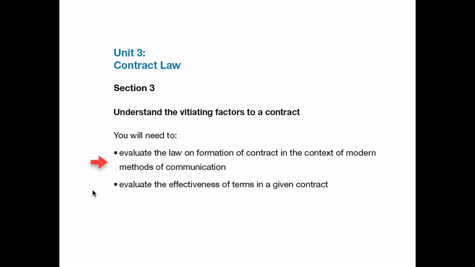Here, select and briefly describe a specific contract, ideally one from your own organisation, but if that is not possible then one obtained from the internet, and focusing on vitiating factors such as misrepresentation, duress and undue influence, mistake and illegality, give your opinion on the effectiveness of the terms of that contract.